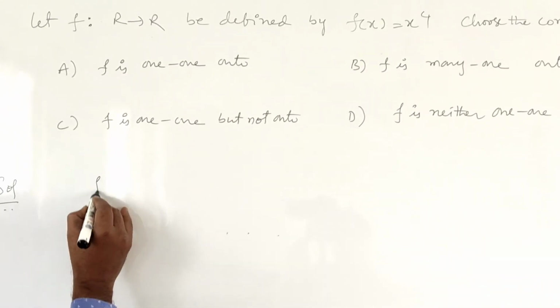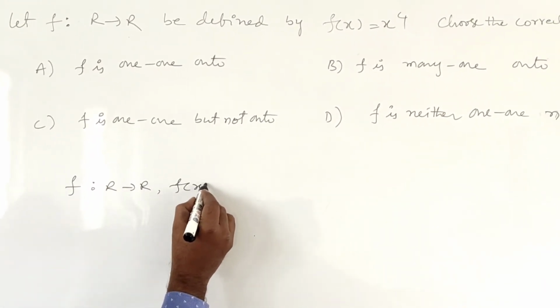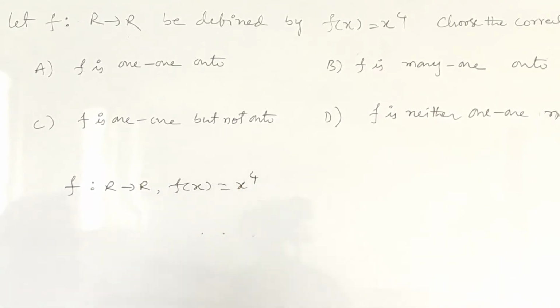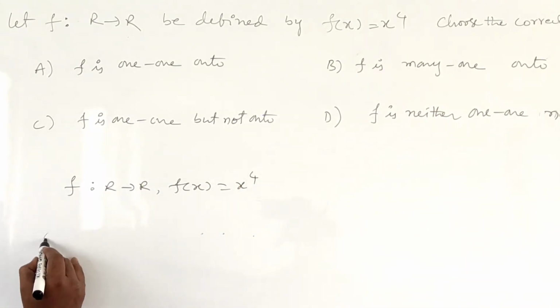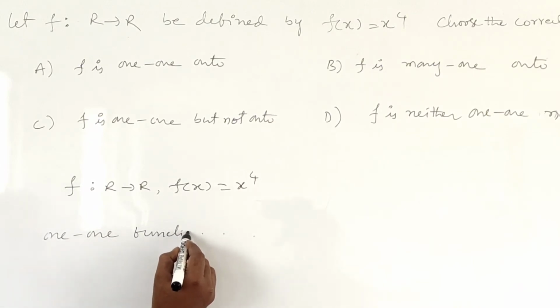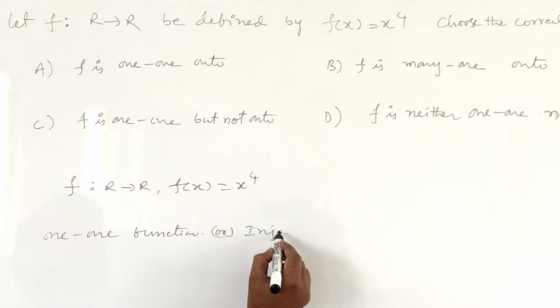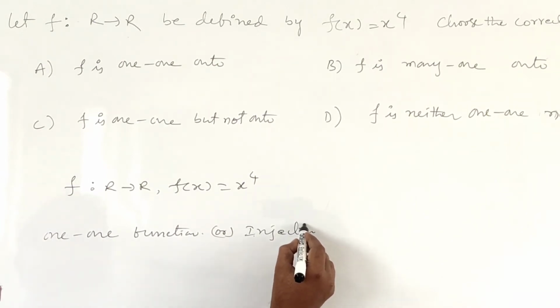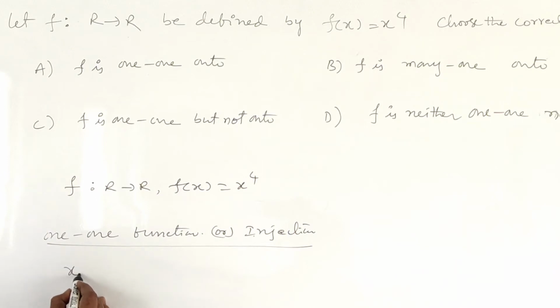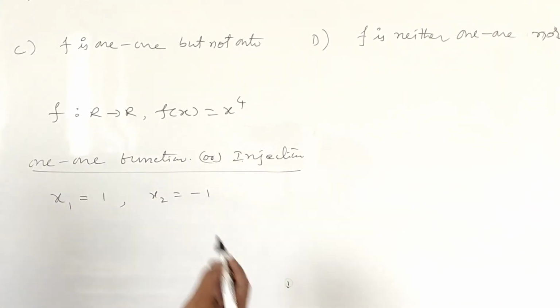So write the solution. f is a mapping from R to R, given f of x is equal to x power 4. So I am checking whether it is a 1-1 function or injection. So we are taking different inputs. x1 is equal to 1 and x2 is equal to minus 1.